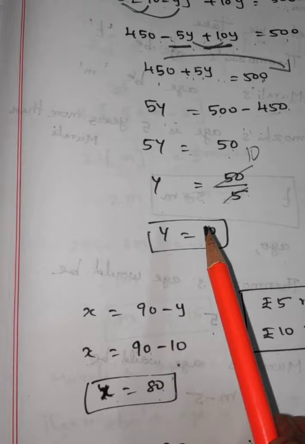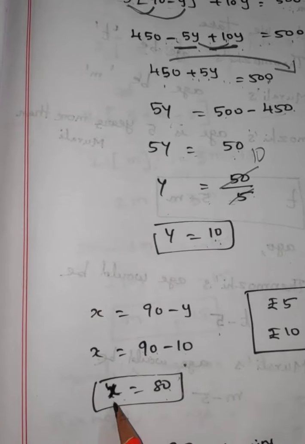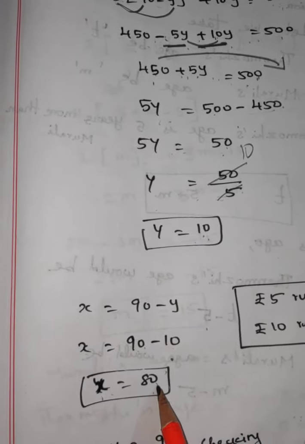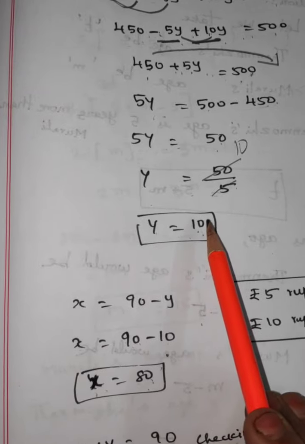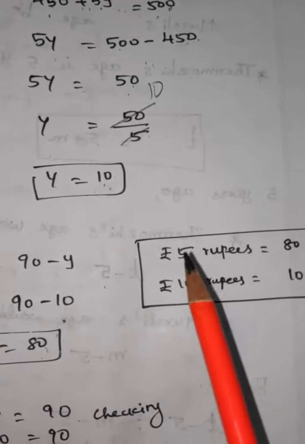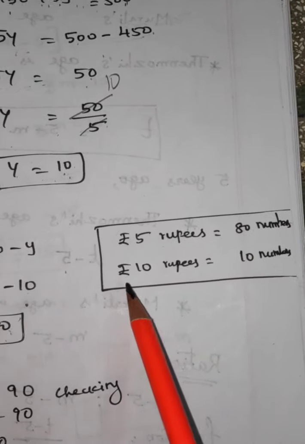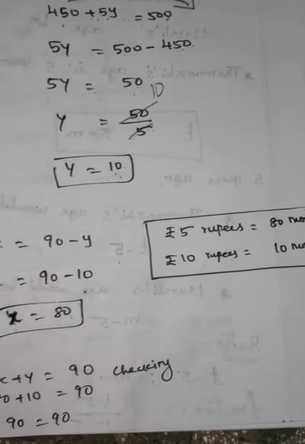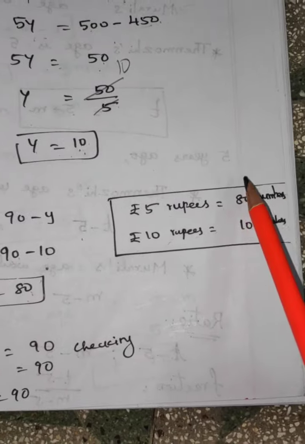So what is the final answer? 5 rupee notes: 80 notes. 10 rupee notes: 10 notes. So your 5 rupees note equal to 80 numbers, 10 rupees note equal to 10 numbers. Now you want to check whether your answer is correct or not.